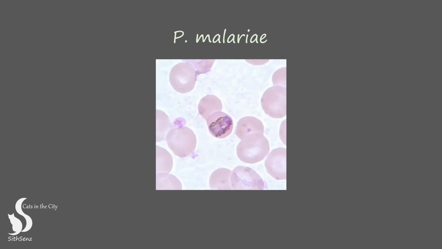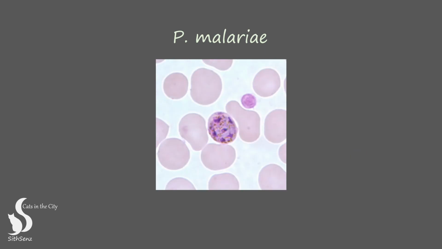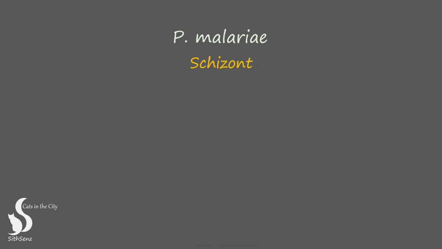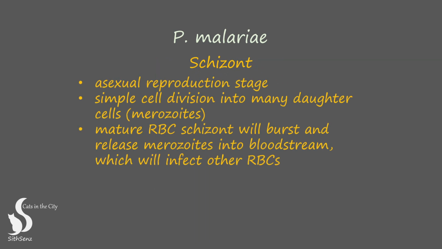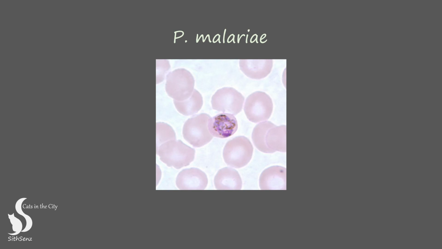Now, this doesn't look like a ring at all. This is a late trophozoite, it's in the band form. And band form is specific to Plasmodium malariae? Yes and no. Other Plasmodium species also produce something similar to band form, but you almost never see them in a blood film. Okay, I'll keep that in mind. This is a schizont, containing 6 to 12 merozoites. Schizont is the asexual reproduction stage, and merozoites are daughter cells produced through simple cell division. When a mature RBC schizont bursts, it will release merozoites into the bloodstream, which will infect other RBCs. What about the gametocyte? Well, apart from Plasmodium falciparum, all the other gametocytes look alike. They are compact and almost fill the host RBC.